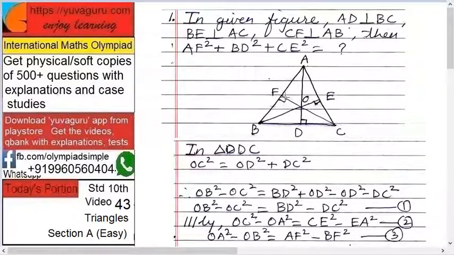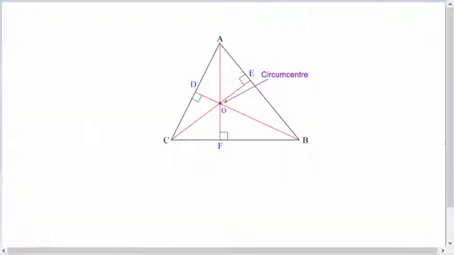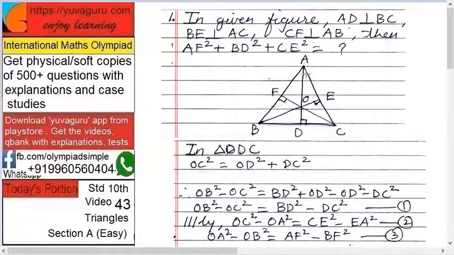so where the perpendiculars meet, see this, these are the perpendiculars and the perpendiculars always meet at what point? That is known as circumcenter, right? This is not the median. Medians meet at the centroid. So perpendiculars meet at circumcenter. Okay. Let's come back to our problem.